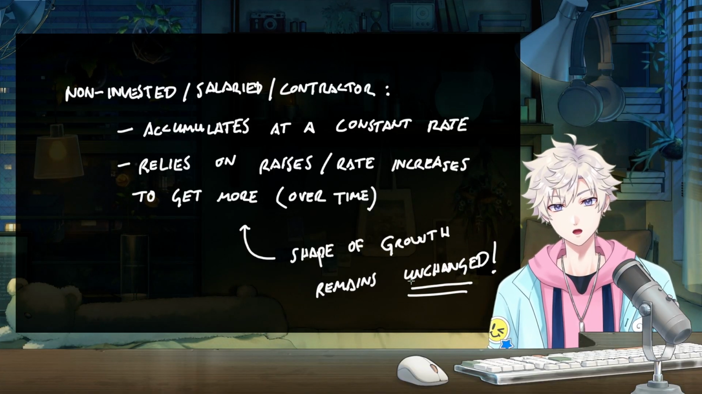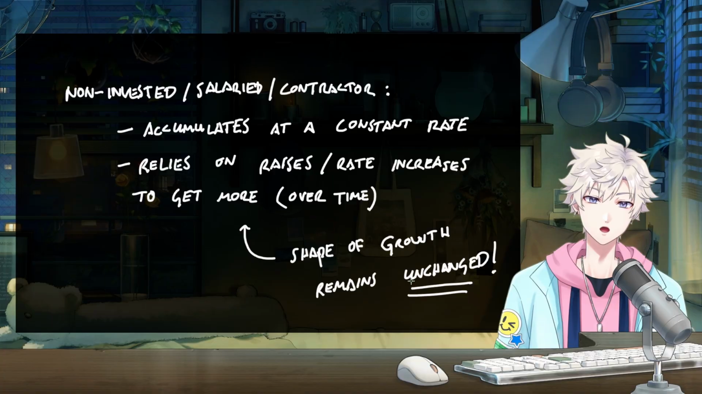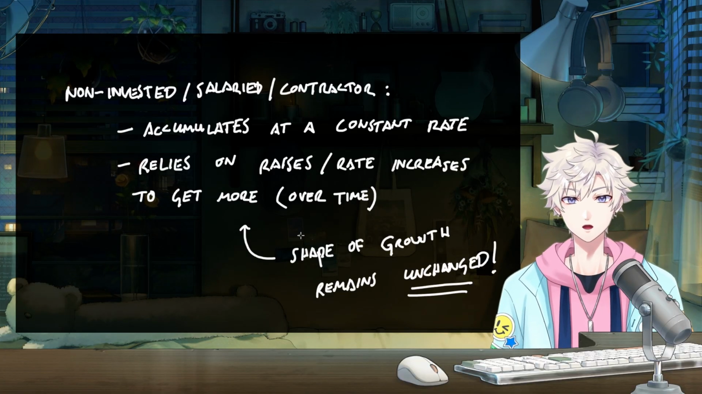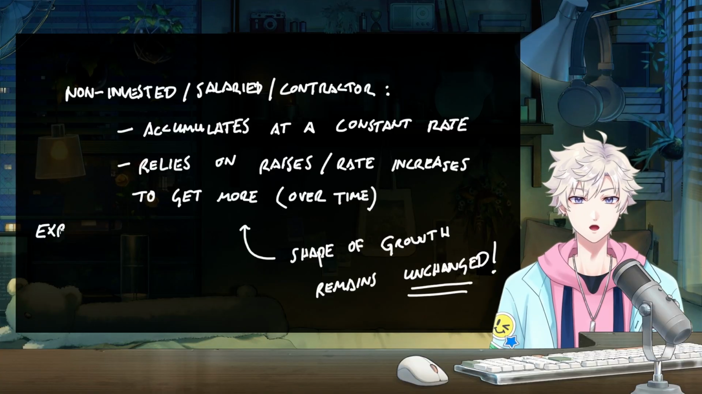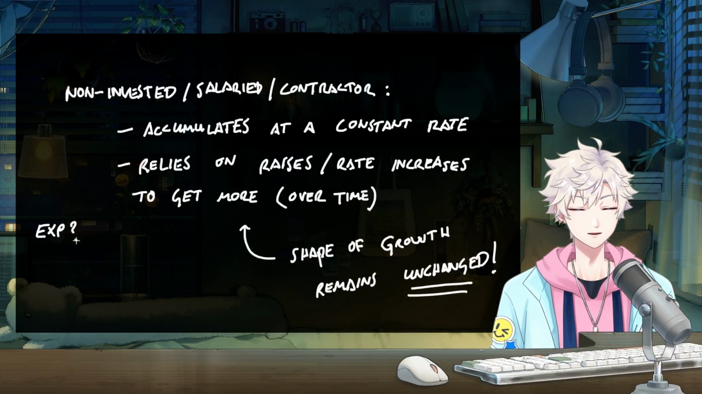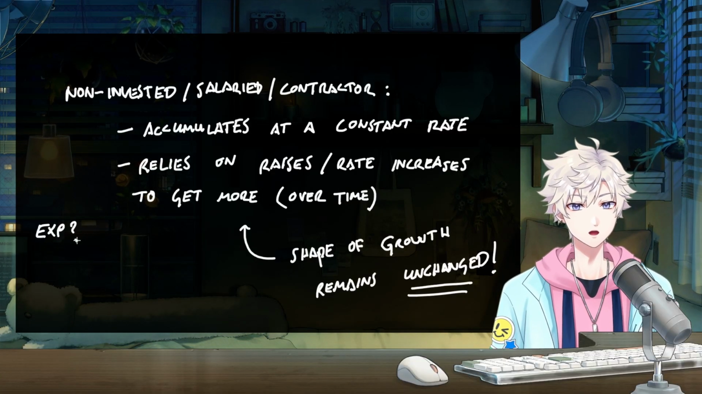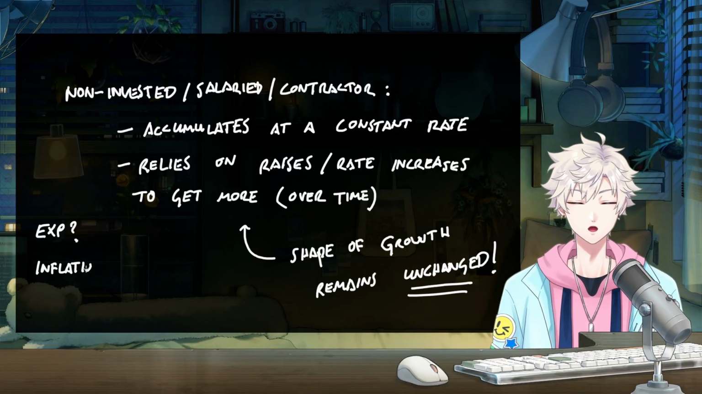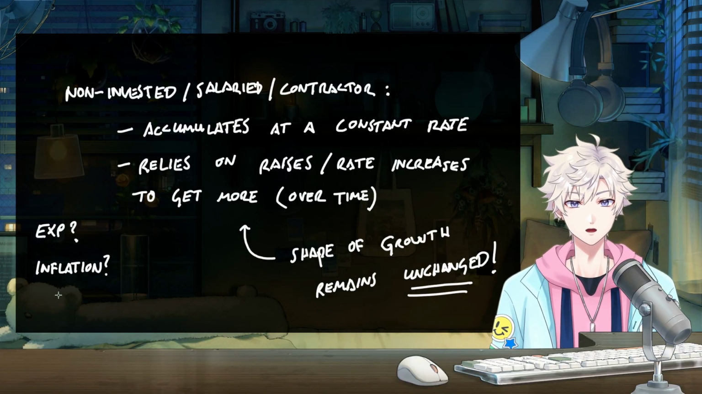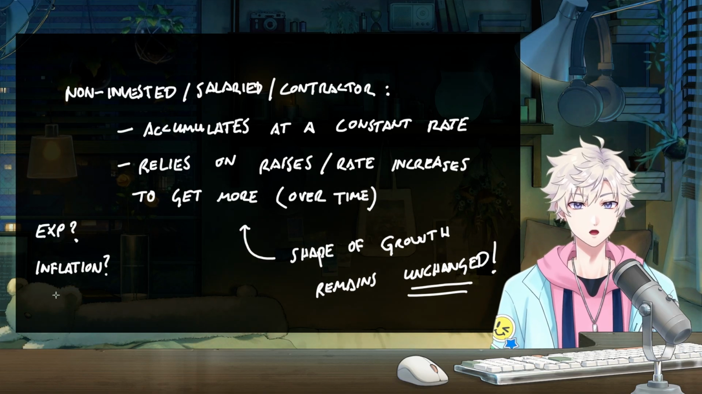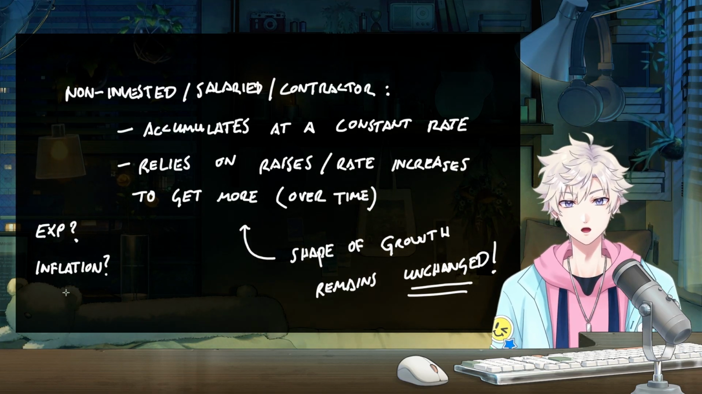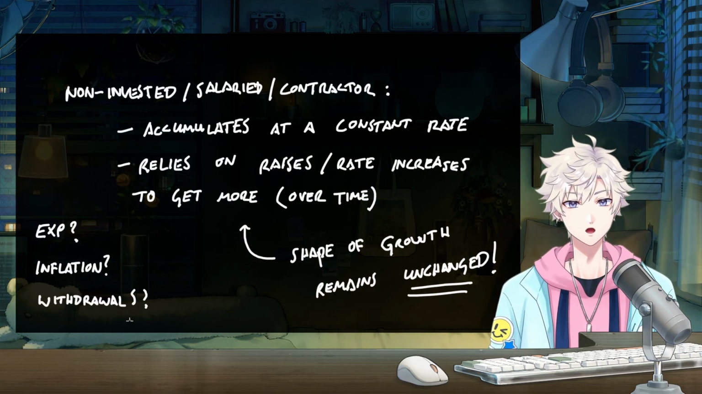So obviously this is a really simple example, and it's kind of a toy example. So there's a few questions here. One question is, what about exponential growth? The classic compound interest question. What about inflation? What does that do to the value of money over time, and what can the person do about it? What about withdrawals?